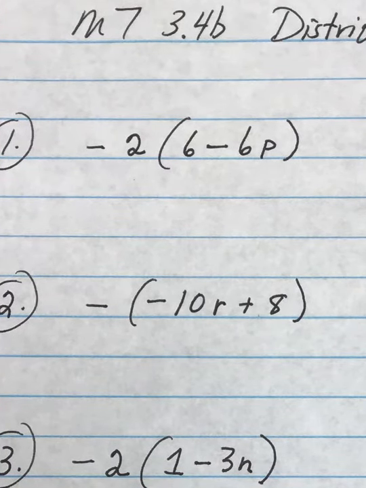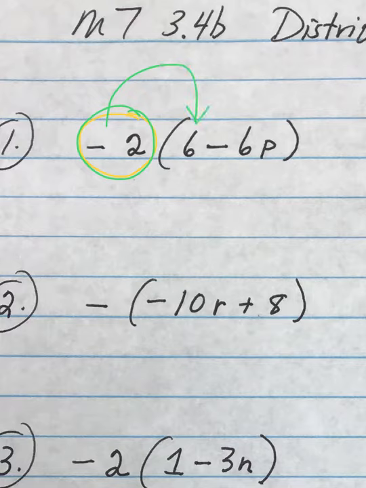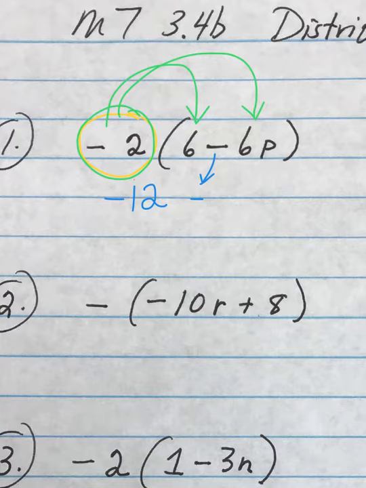Okay, well, let's just think. Negative 2 right there. Let me make it a little bit brighter. Negative 2 times 6 is going to give me negative 12. I'm going to bring down this minus sign. That's kind of hard to see. Negative 2 times this 6 is negative 12p. Now, don't forget I brought down that negative sign there.